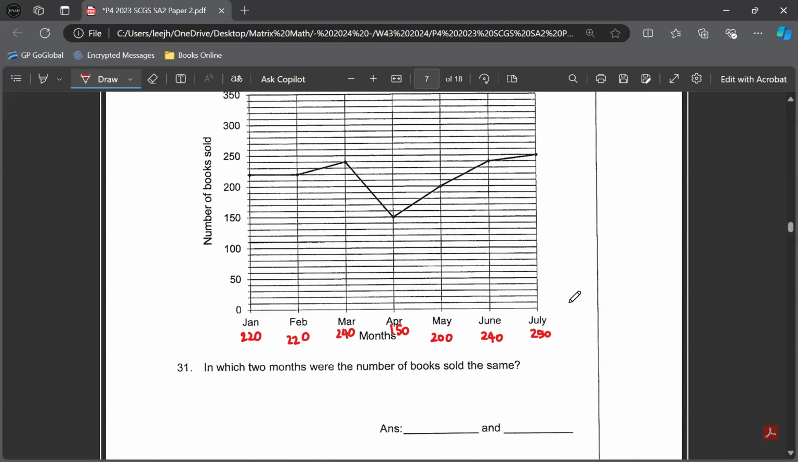In which 2 months were the number of books sold the same? Some of you will tell me March and June. In 2 months, which means concurrently 2 months, it is not March and June. It is actually Jan and Feb. January and February, because here 220, here also 220. Okay, the number of books sold the same.